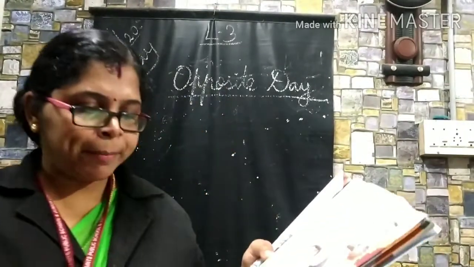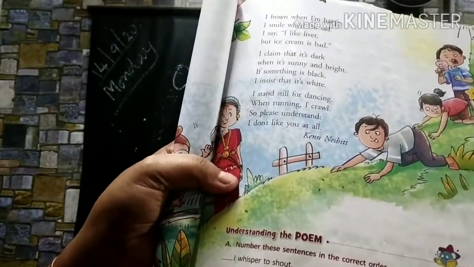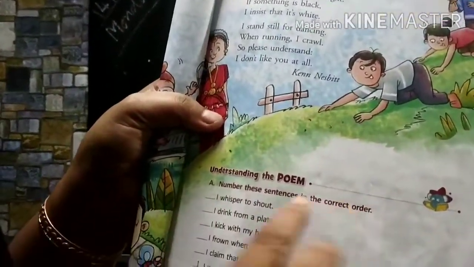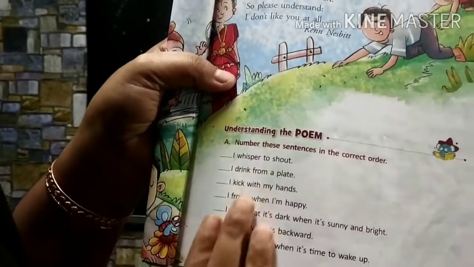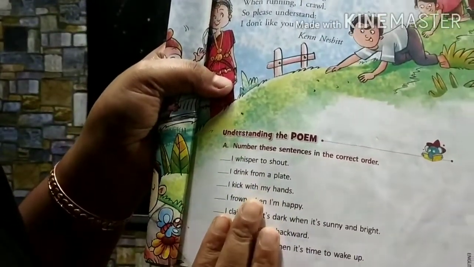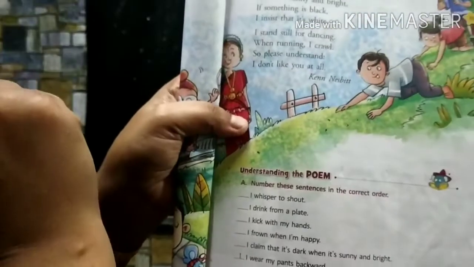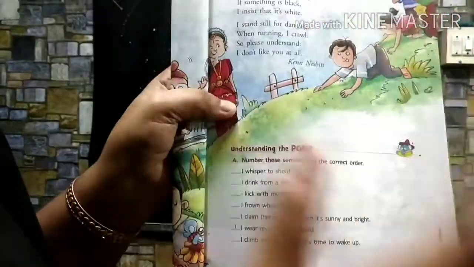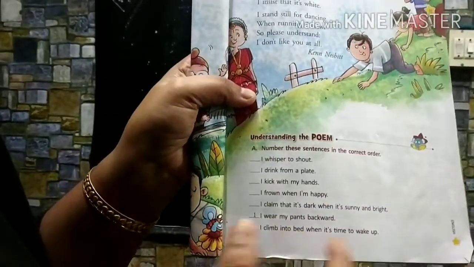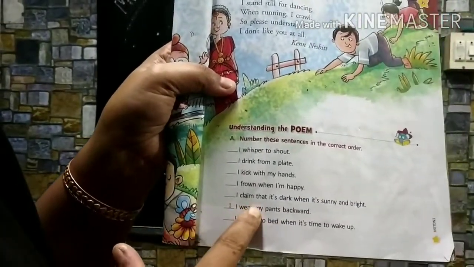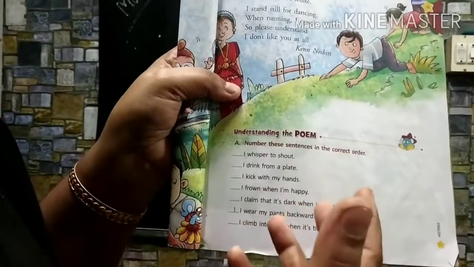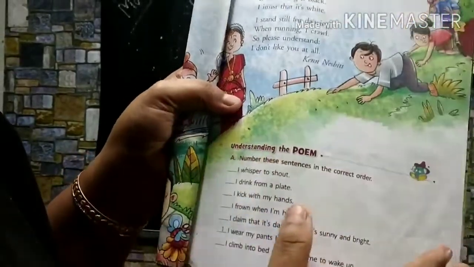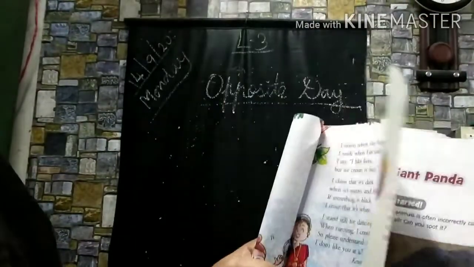Now, page number 35, understanding the poem. Number these sentences in the correct order. Whatever sentences are given here, they are given in the poem. You have to mark them accordingly. What is given first? Then what is given second? The first one is already given, I wear my pants backward. Then what happens? Then you mark it. This is your homework. You have to write in the textbook only.